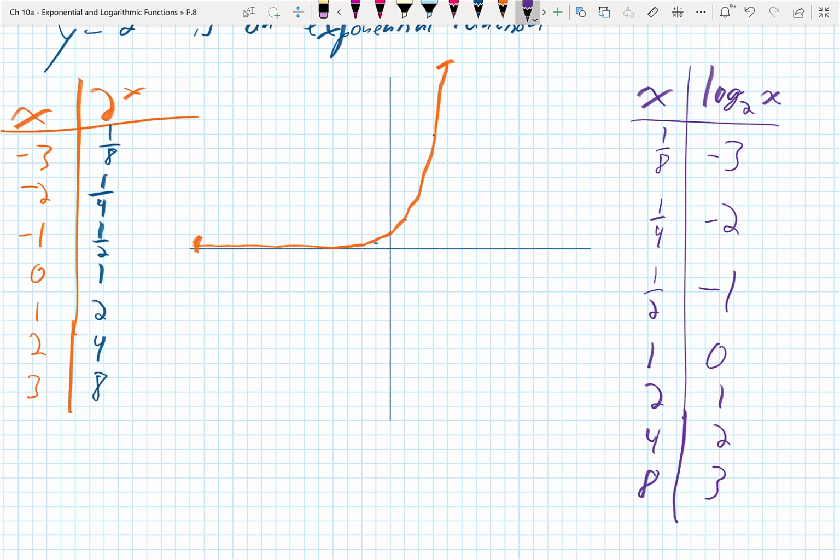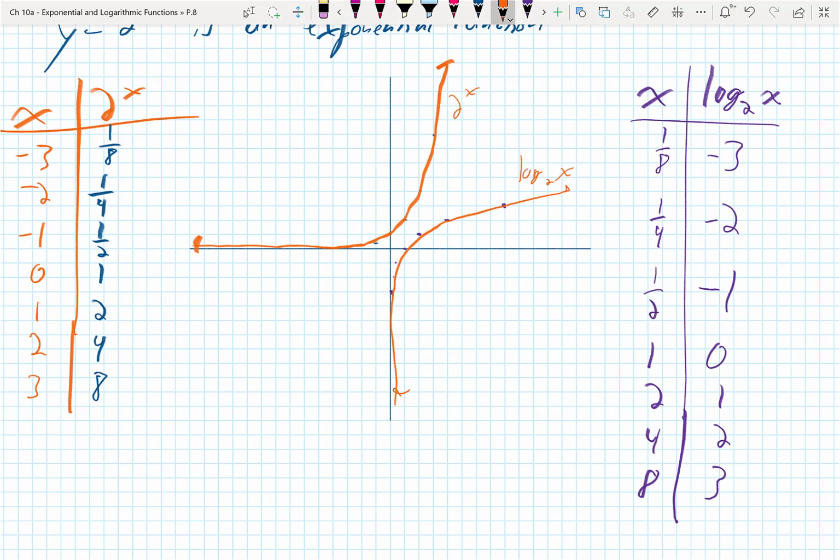The graph of this: 1/8, -3; 1/4, -2; 1/2, -1; 1, 0; 2, 1; 4, 2; and 8, 3. The graph looks like this. This is the log base 2 of x, and this is 2 to the x.